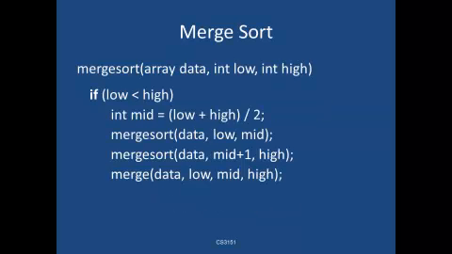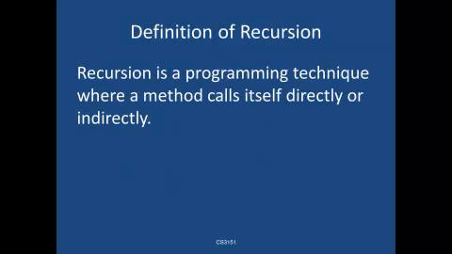We call merge sort where we split an array into half and solve each half by calling merge sort again. That is an example of recursion. Recursion is a programming technique where a method or function or procedure calls itself directly or indirectly. Let's start with a simpler example than merge sort to understand how a recursive method is executed.